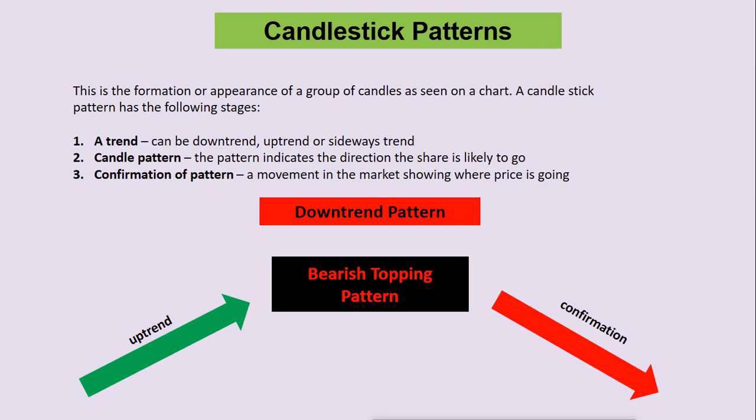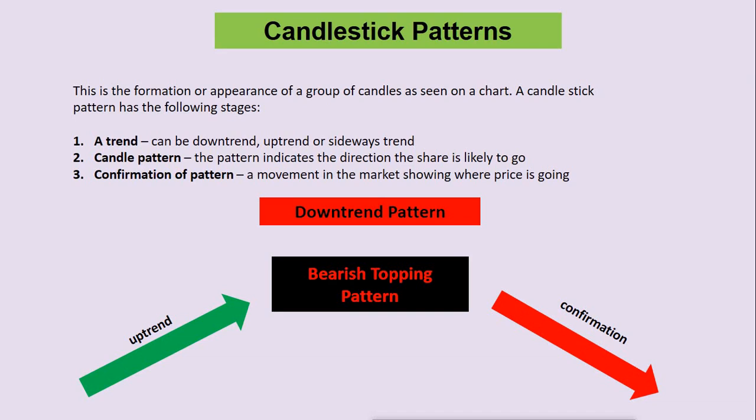Now, what does it mean? An uptrend means the share price is trending upwards. In other words, the momentum in the market is taking the share price higher and higher. On the opposite end, you have a downtrend. And a downtrend means that the share price is trending in a downwards direction. So it's going lower and lower and lower.